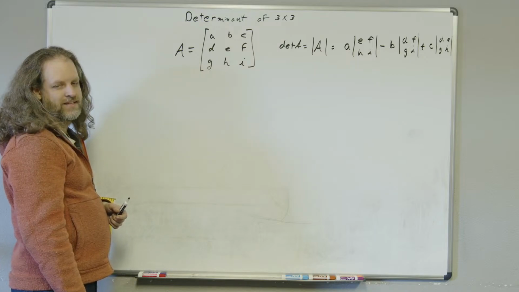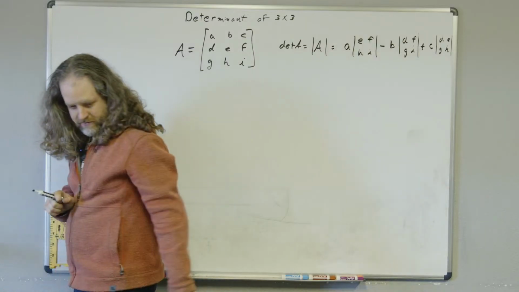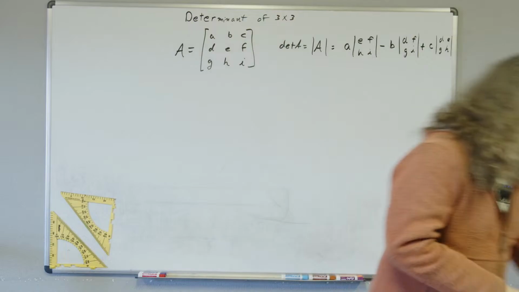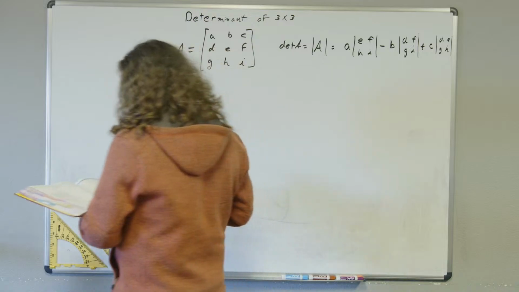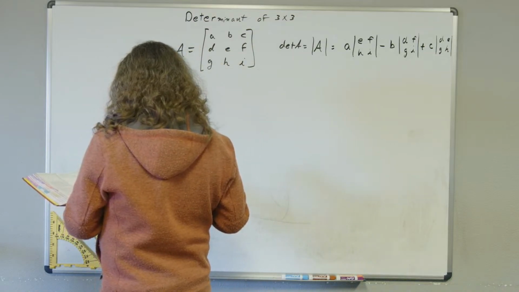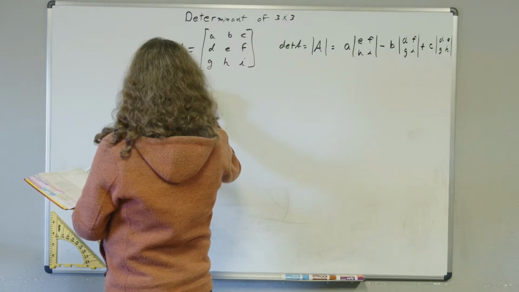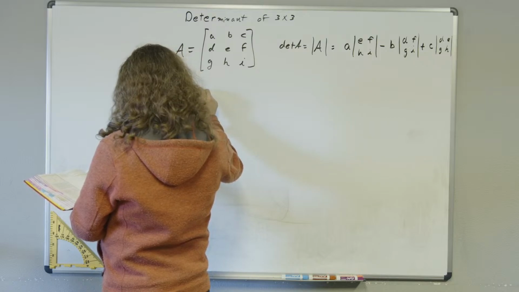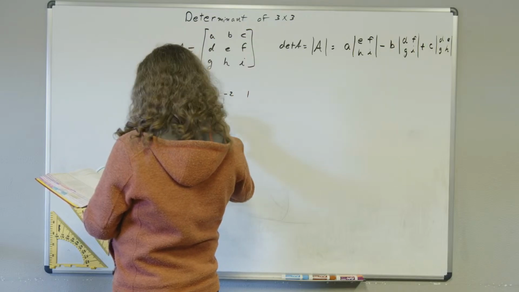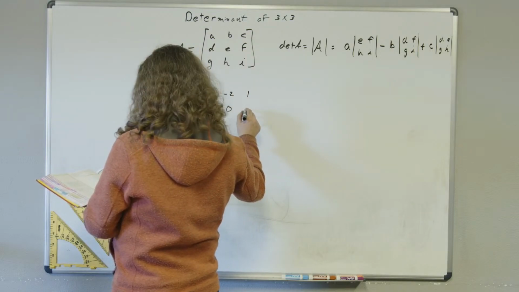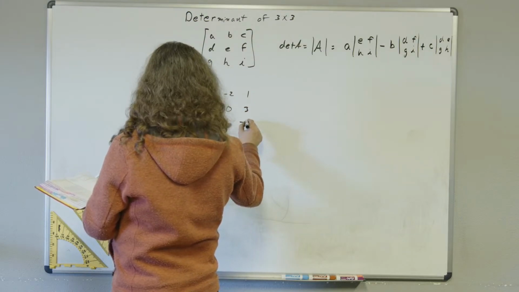Mm-hmm. Yes. Okay, so let's do one example if we have time. Yeah, we do. Easy money. We got this. If I can find my book. We're going to find the determinant of this matrix. 1, -2, 1, 4, 0, 3, -3, 1, -2.